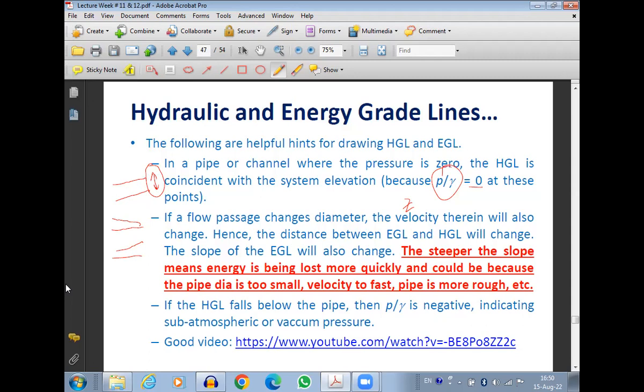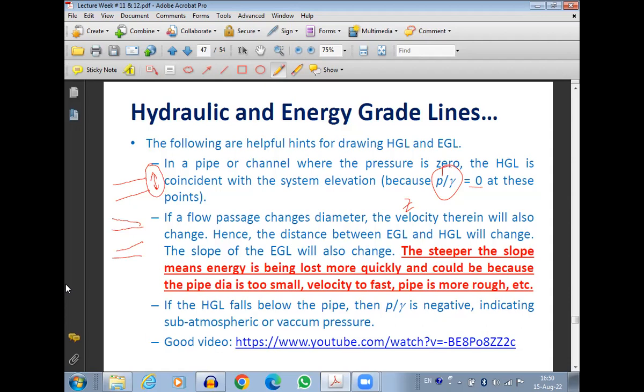So if the velocity is increasing, the kinetic head is increasing, so the distance between HGL and EGL will be increasing. If v is decreasing, then the kinetic head is decreasing. If the velocity becomes zero, the fluid becomes stationary at some point, then the distance between HGL and EGL will become zero.